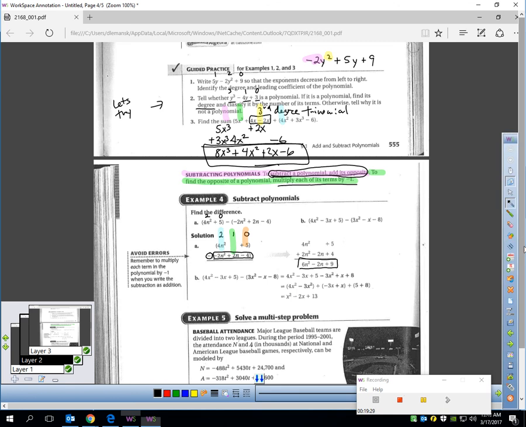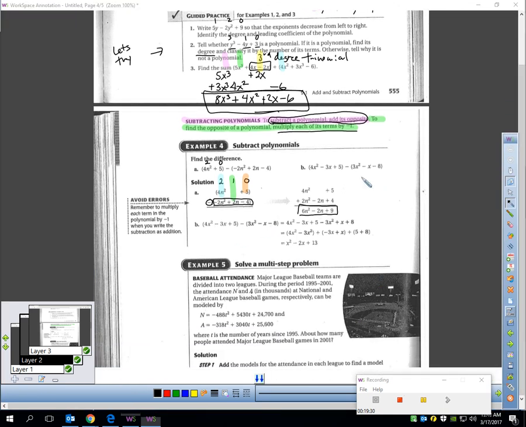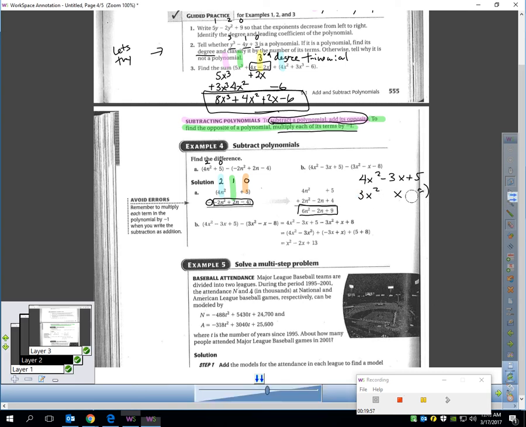Let's quickly do one more. Let's do this one in a vertical format also. I have 4x squared minus 3x plus 5, and I'm going to subtract 3x squared minus x minus 8. Now remember, when you subtract, we can add the opposite of these. Let me quickly change these over to their opposites. So I'm adding the opposite. So the positive 3x turns negative, the negative x turns positive, and the negative 8 turns positive.